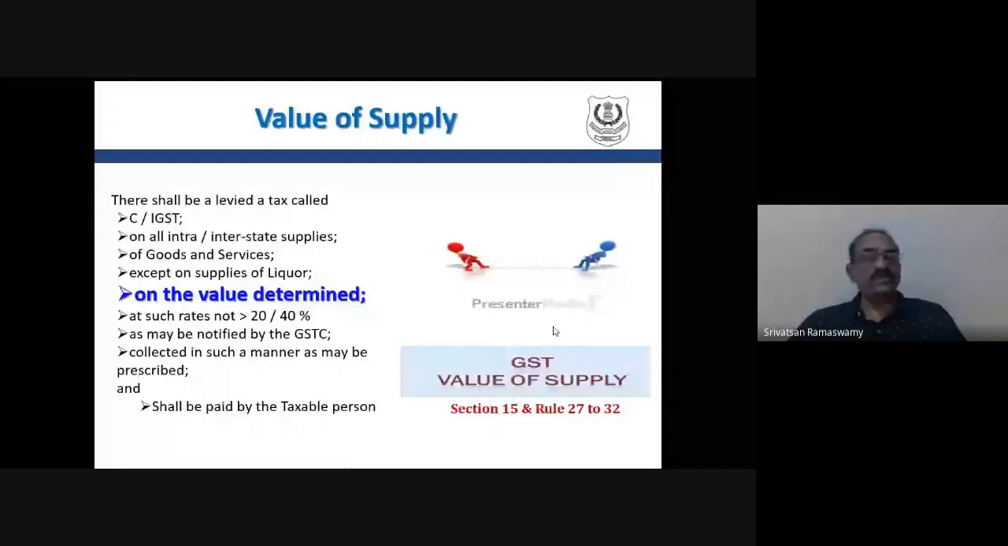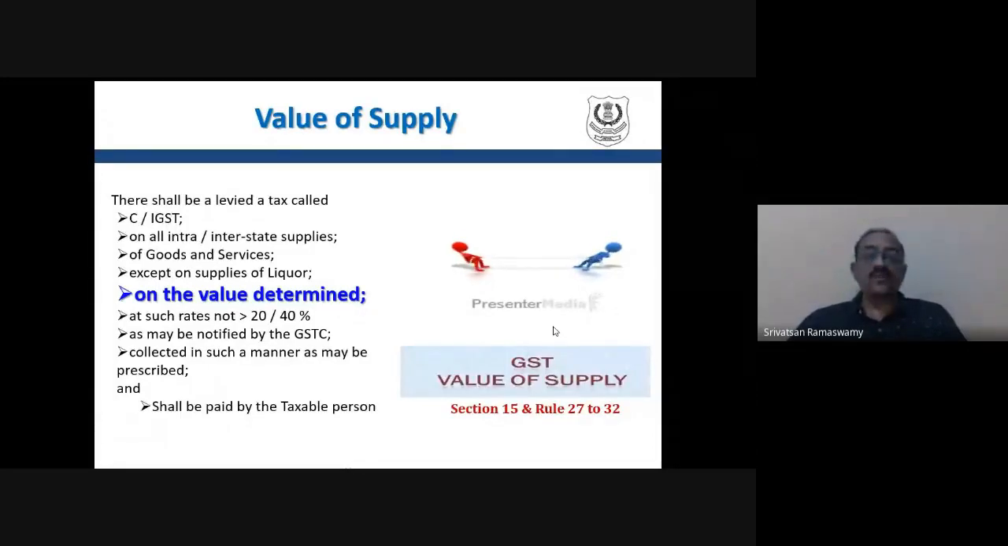SGST and UTGST will be levied if the place from which the supply is made is a state or a union territory. So there shall be a levy of tax called CGST or IGST on all intrastate and interstate supplies of goods and services, except on supplies of liquor, on the value determined.